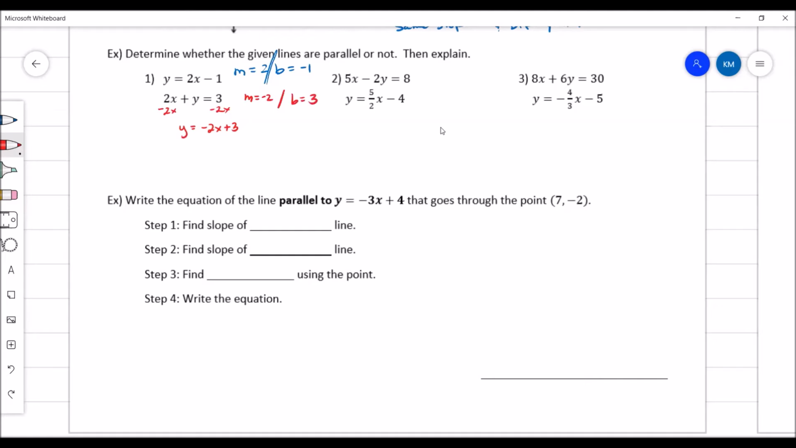Okay. Now the directions for the section say determine whether the given lines are parallel or not, then explain. Remember, for parallel lines, we have to have the same slope and a different y-intercept. Here, our slopes are not the same, right? We had to subtract 2x. We couldn't just pick this up and move it over there. We had to subtract it, and that's why it's negative on this side. So are these two lines parallel? No. Different slopes.